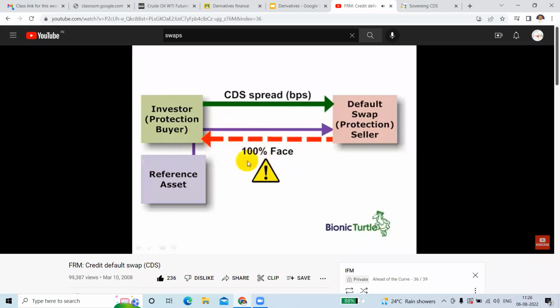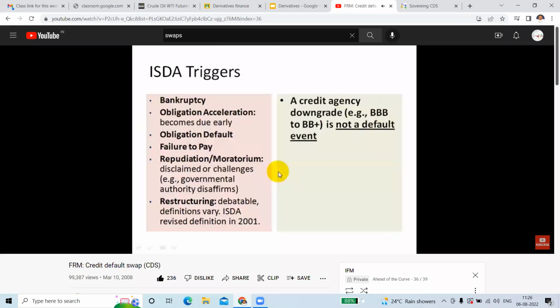So we may ask, well, what constitutes a credit event or triggers the payoff from the seller to the buyer? Well, that depends on the contract between the two counterparties. However, the International Swaps and Derivatives Association has standardized certain terms that constitute the triggers. And so we have bankruptcy, obligation acceleration, obligation default, failure to pay, repudiation, and the most controversial element, restructuring.